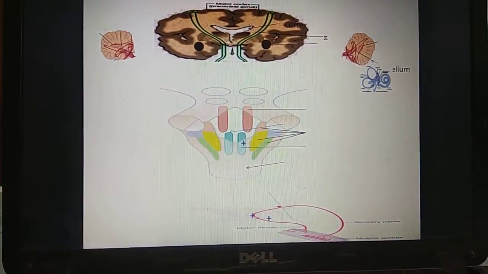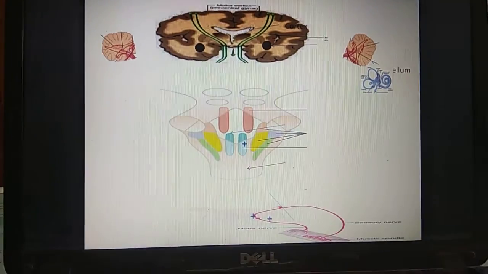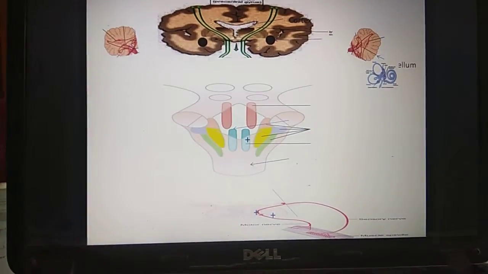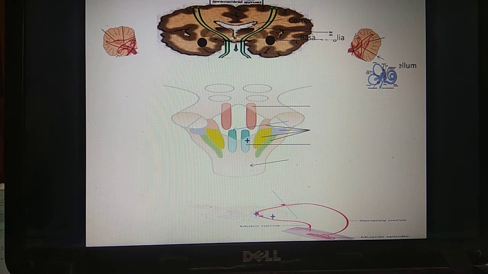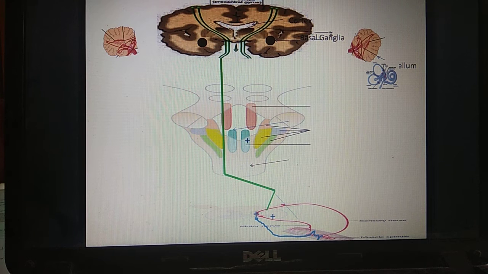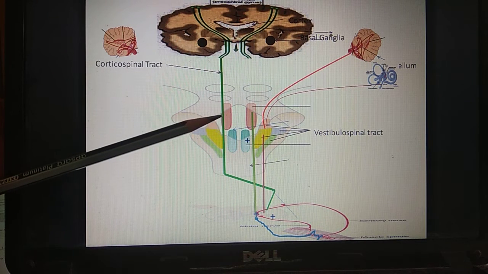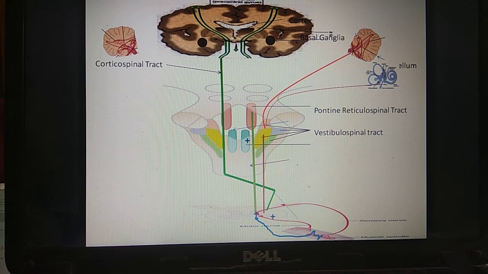Now we'll just again revise our neurons. Descending tracts. This is the basal ganglion. This is the tract which is coming from the cortex ending in the spinal cord, the corticospinal tract. This tract arising from the vestibular nuclei is called the vestibulospinal tract, which is having a connection with the vestibular apparatus as well as the vestibulocerebellum.